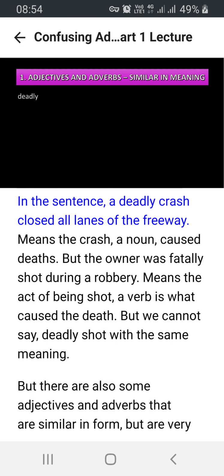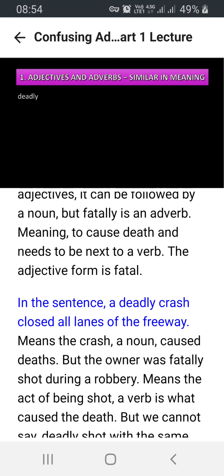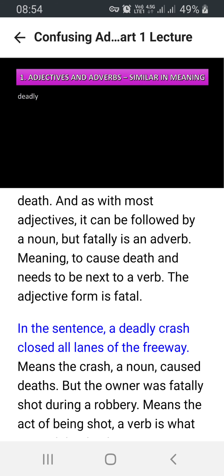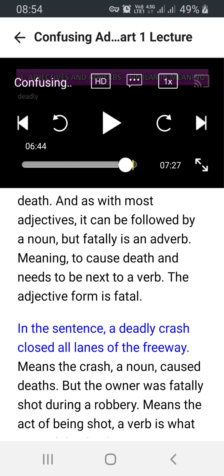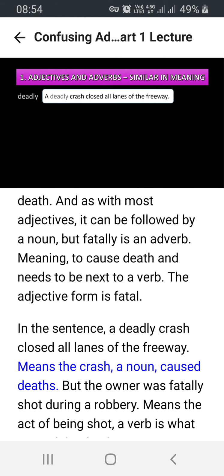In the sentence, a deadly crash closed all lanes of the freeway means the crash, a noun, caused deaths. But the owner was fatally shot during a robbery means the act of being shot, a verb, is what caused the death. But we cannot say deadly shot with the same meaning.